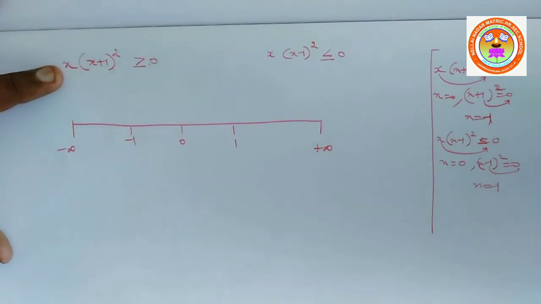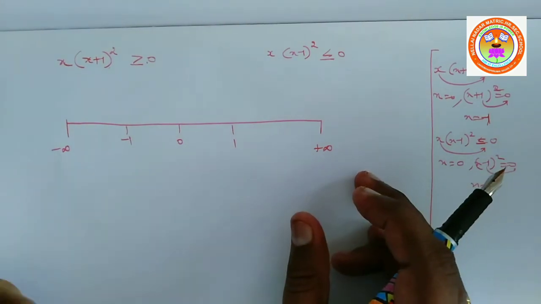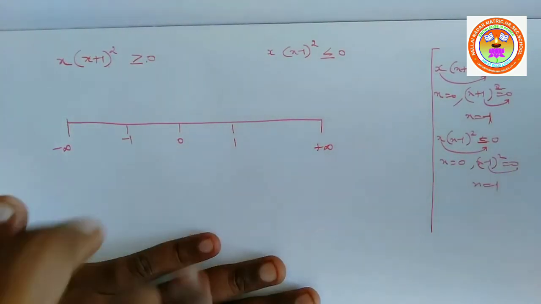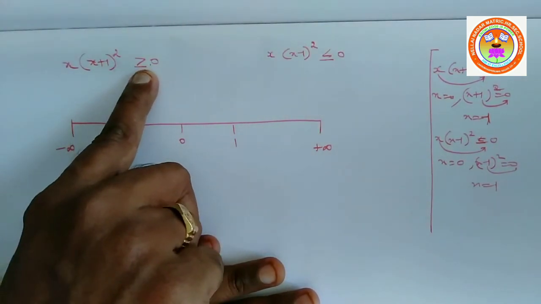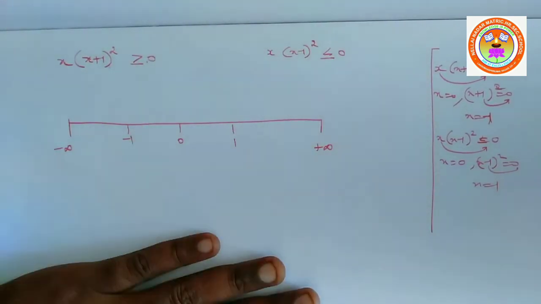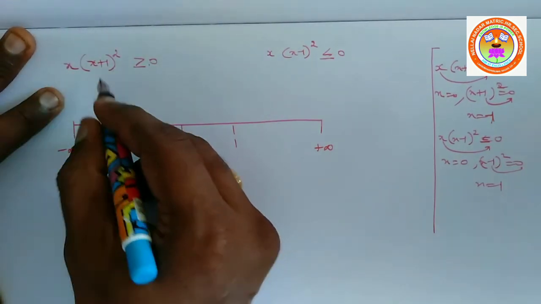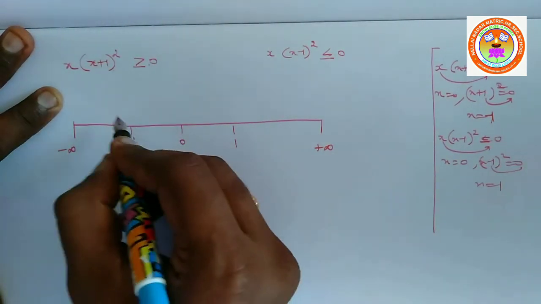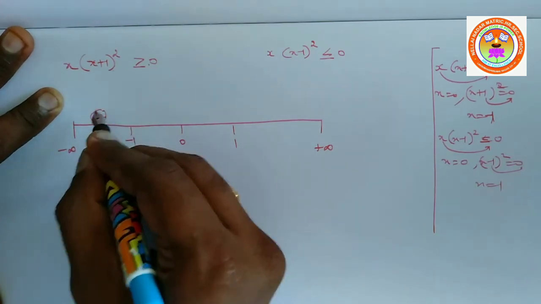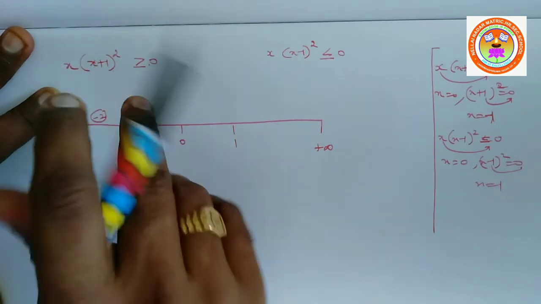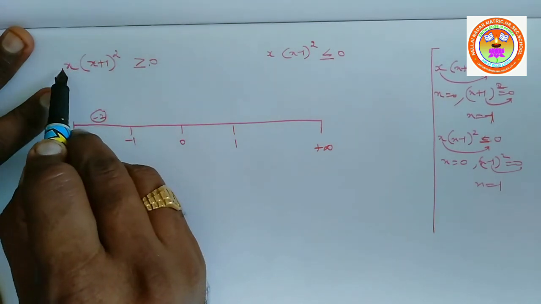So now check the answer properly. What will be the domain value? To find the domain value, I need to take some point between minus infinity to minus 1 and check here. It should satisfy the inequalities, then only you can apply a domain. If I take minus 2, x is equal to minus 2, it should satisfy both the conditions.